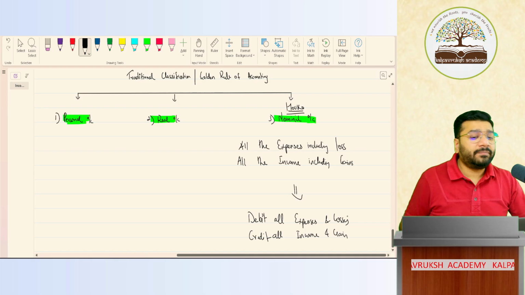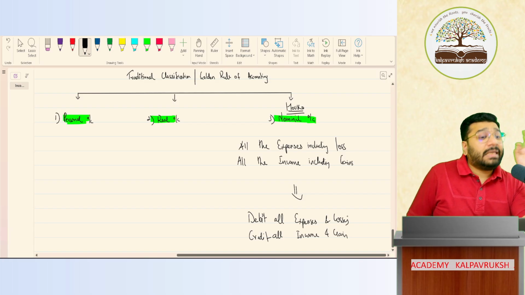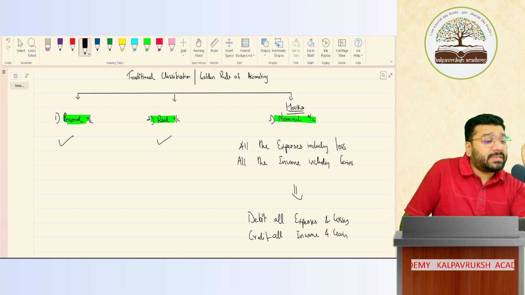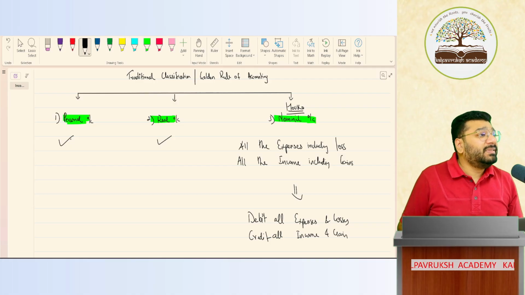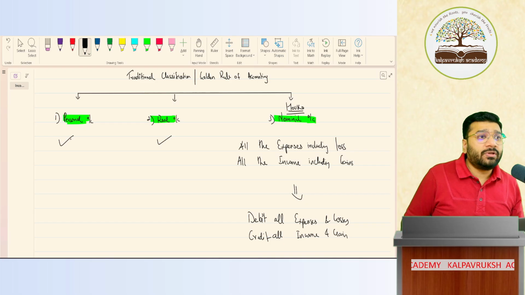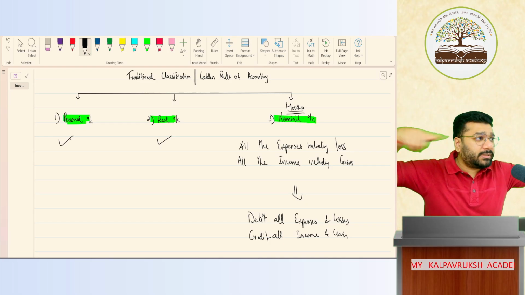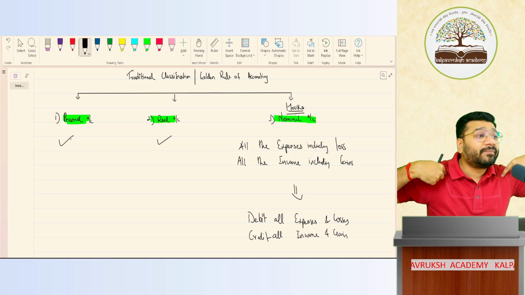Any problems so far? Which means expenses, losses, income and gain. Can they go to the real account house or personal account house to ask whether they should debit or credit? Not allowed. These people are not allowed to enter the personal account house and real account house. So they can only go to the nominal account house. So all the expenses, all the losses, all the income, all the gain, you have to come to my house. Who am I? Nominal account.